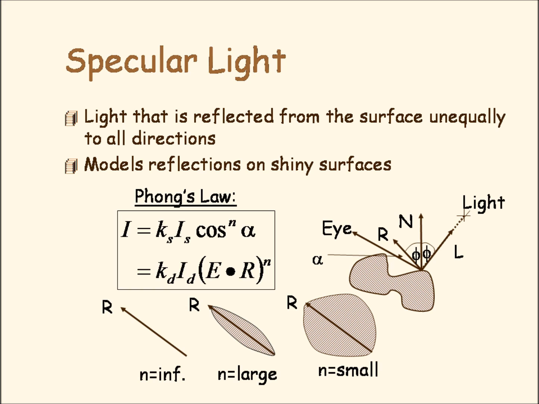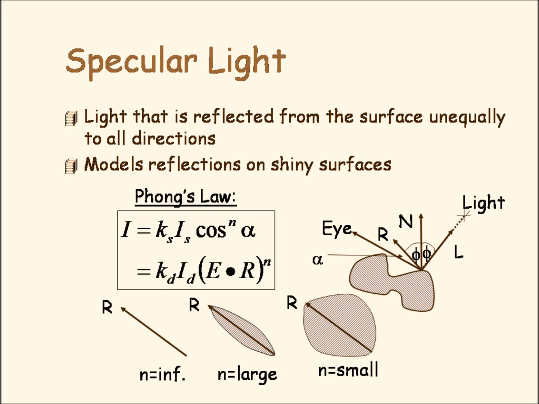Here we will discuss specular light, an important light type. As you see on the slide, light that is reflected from the surface unequally in all directions is known as specular light. It means specular light highlights the bright spot of light that appears on shiny objects when illuminated. So this light is related to shiny surfaces or objects.